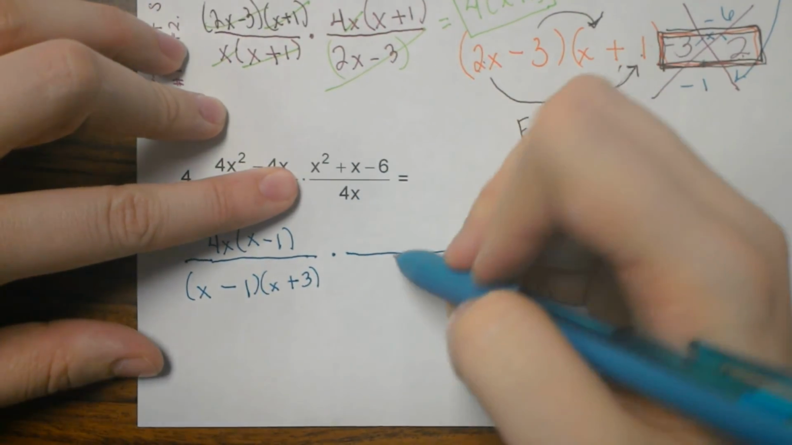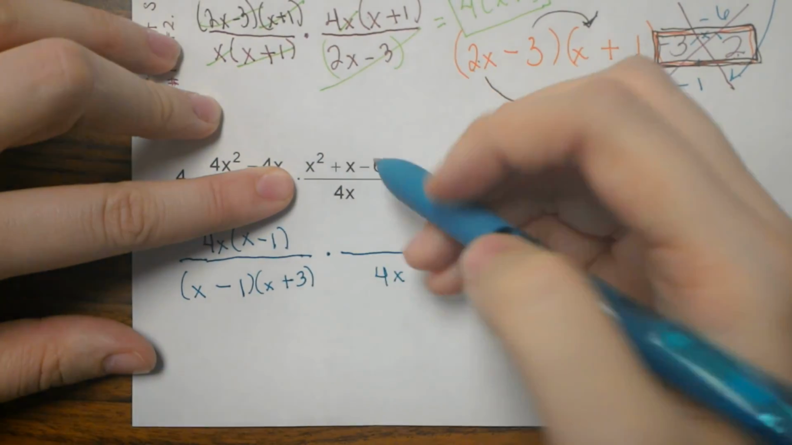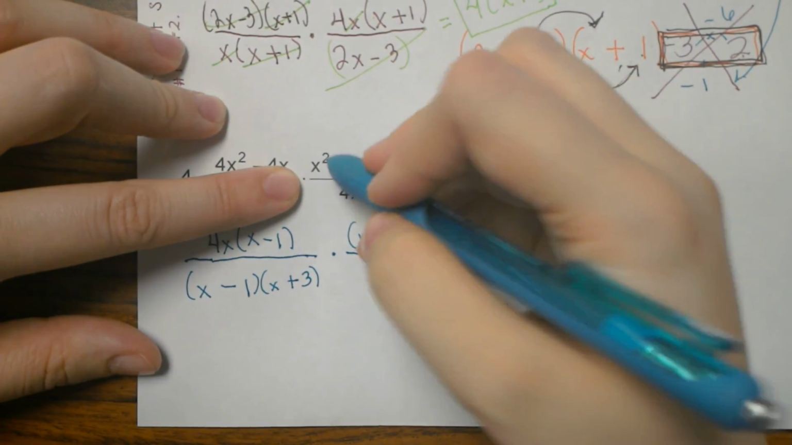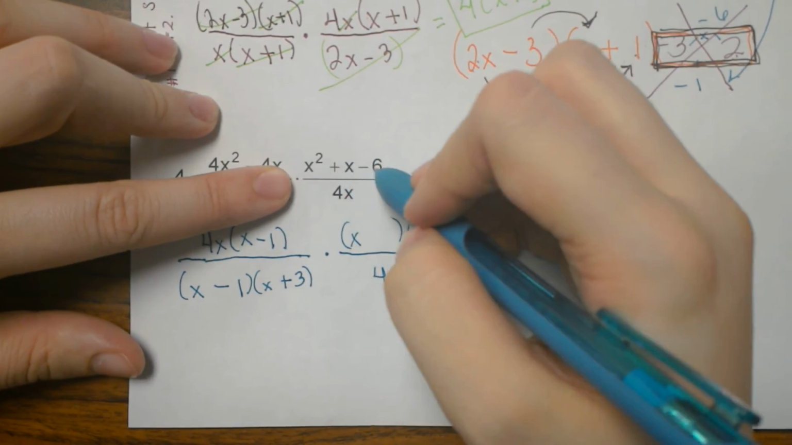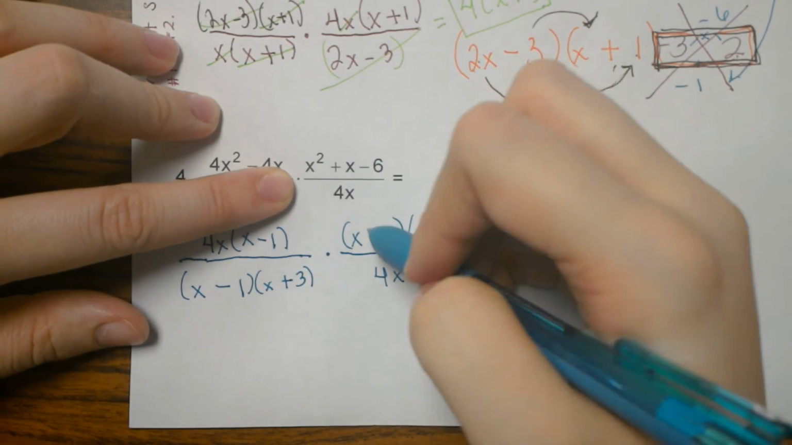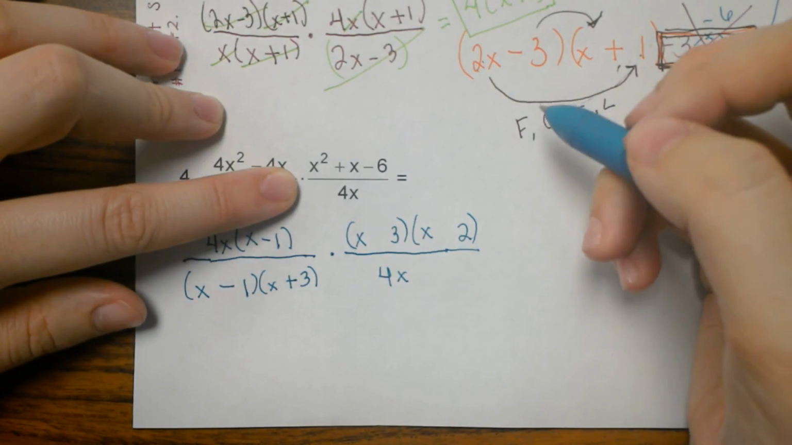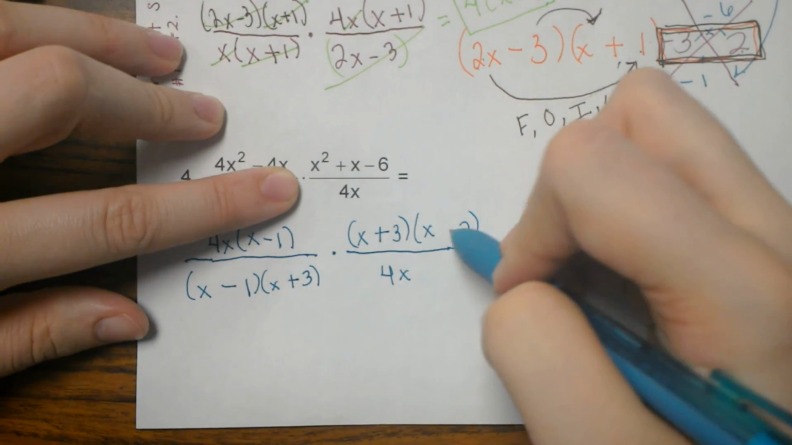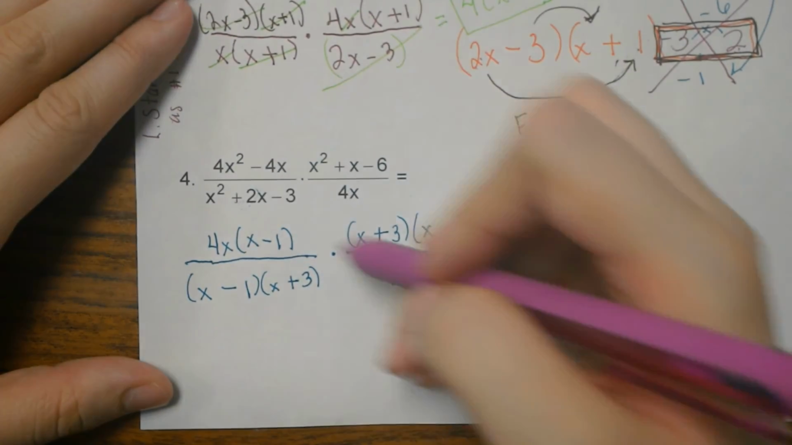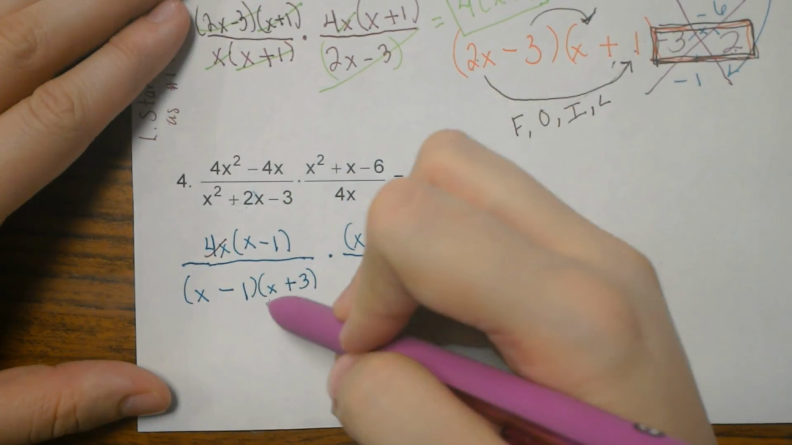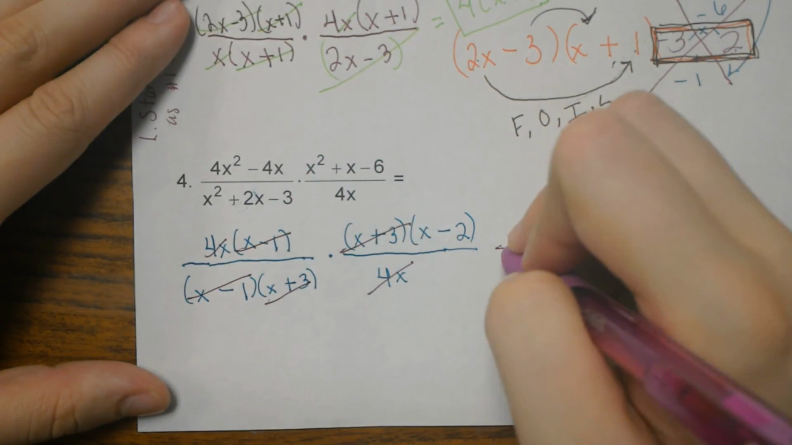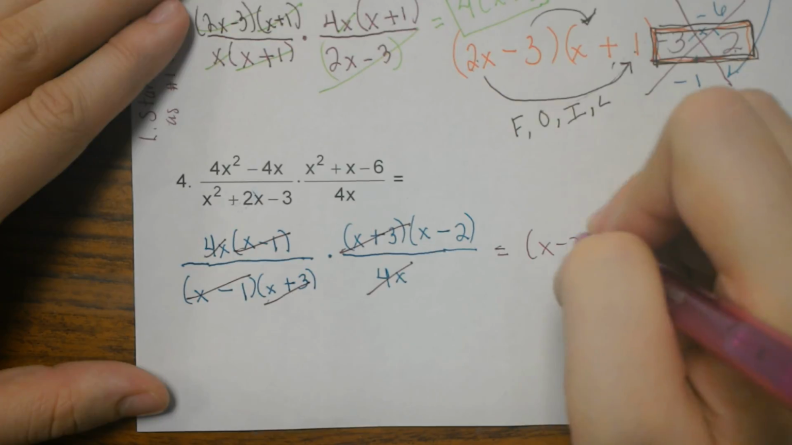And then over here, 4x doesn't go anywhere. Here, x times x gives me x squared. And then I need two numbers that are 1 apart, so 3 and 2, to multiply to give me a 6, and somehow add to be plus 1. So positive 3, negative 2. So 4x is gone, x plus 1, or x plus 3, and x minus 1. So I'm left with x minus 2.